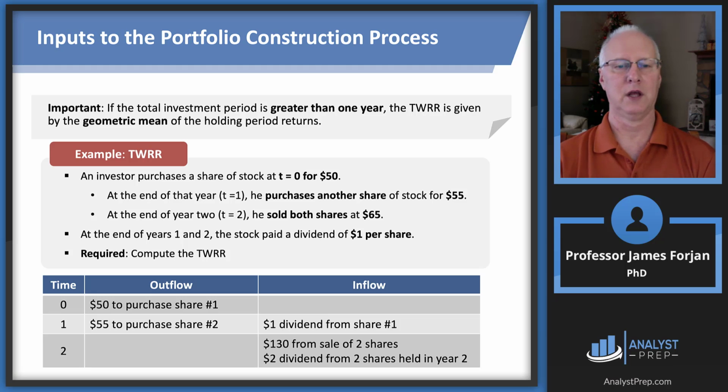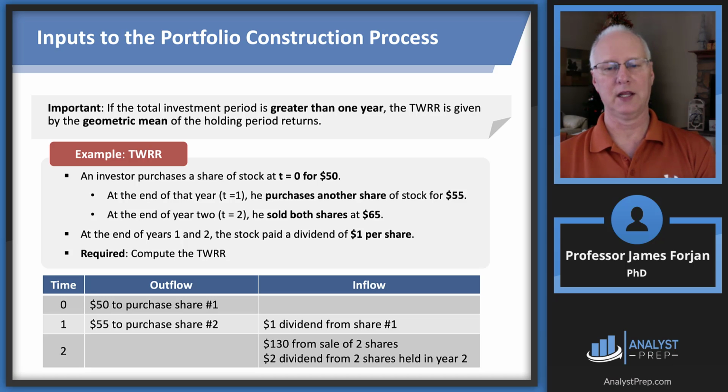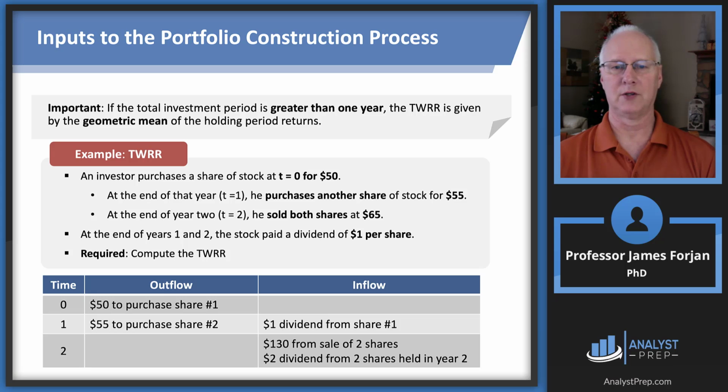So let's go ahead and look at essentially a table, which is a timeline. So what happens in year 2? We're out $50 to purchase that first share, right? At the end of year 1, we're out $55 to purchase the second share. But at the end of the first year, we get the dividend on that first share of stock. At the end of the second year, we get a dividend on both shares of stock. So there's the $2. And then the total value of our 2-share portfolio, right? 65 times 2 is 130. So there's a good example of separating these into their sub-time periods.